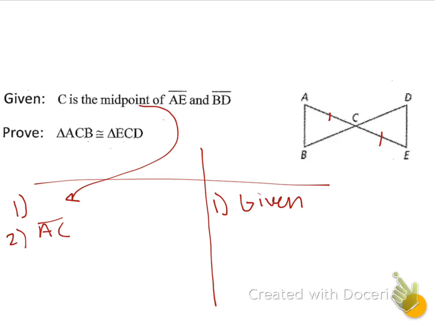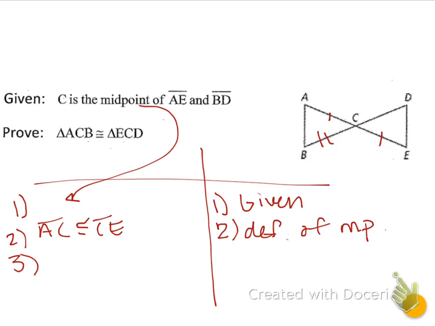So AC is congruent to CE by definition of a midpoint, because a midpoint sits in the middle, so it cuts it in half. So I'm going to say MP for midpoint, which also means that if it's the midpoint of AE and BD, that means BC and CD are also the same. By the definition of a midpoint.